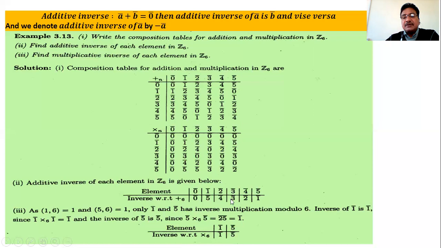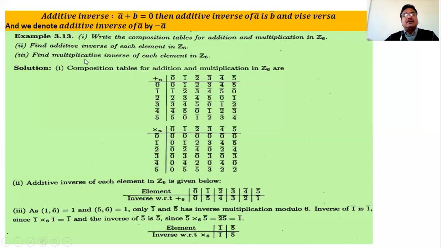So the additive inverse of 3 bar is 3 bar. The additive inverse of 4 bar is 2 bar. The additive inverse of 5 bar is 1 bar. So these are the definitions of additive inverse and multiplicative inverse. The multiplicative inverse is also called just the inverse of the element. Inverse of the element means multiplicative inverse, and additive inverse means the additive inverse.